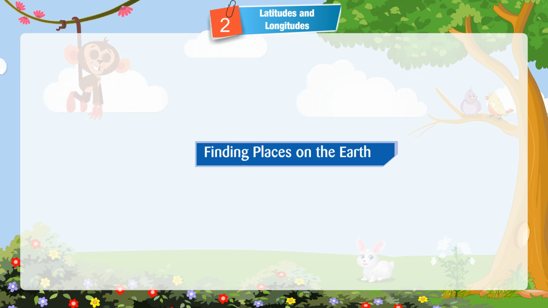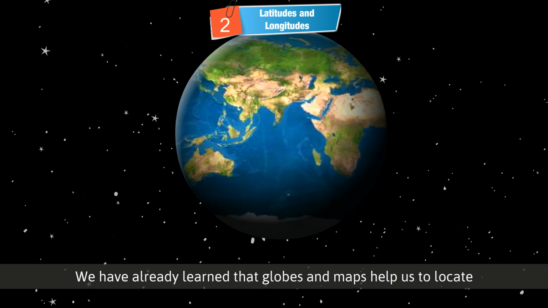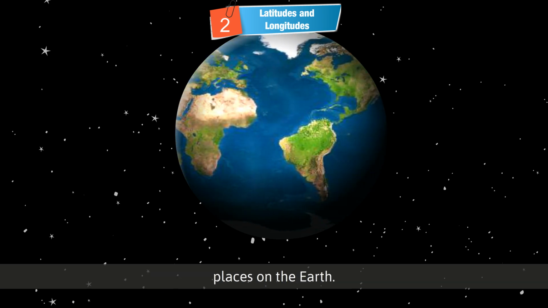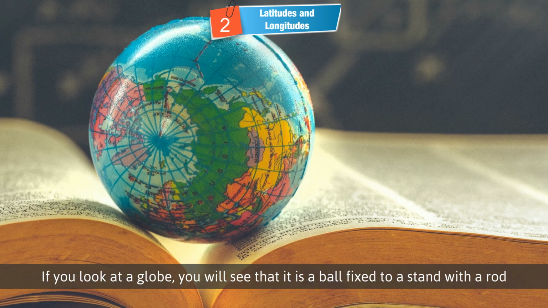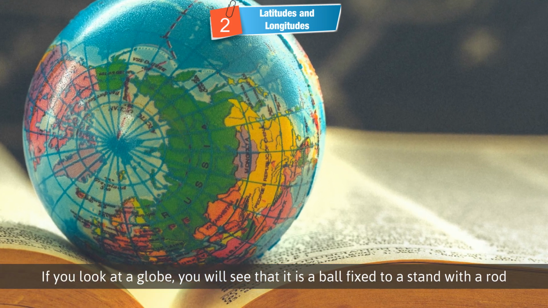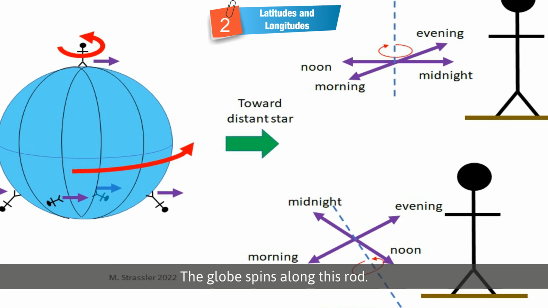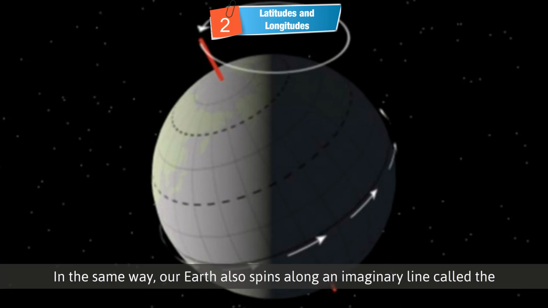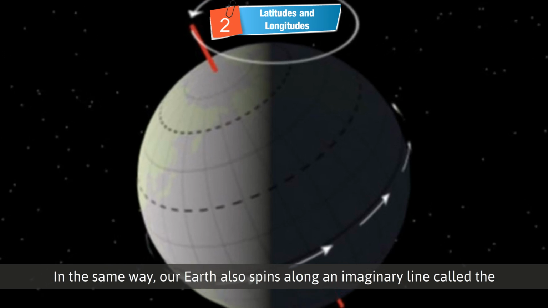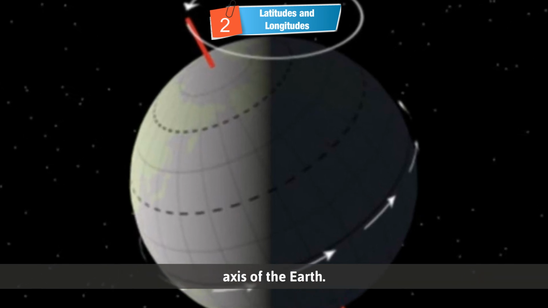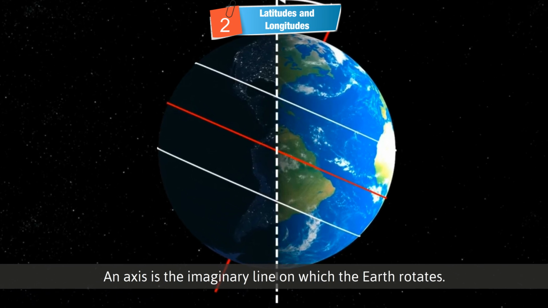Finding places on the earth. We have already learned that globes and maps help us to locate places on the earth. A globe is a miniature model of the earth. If you look at a globe, you will see that it is a ball fixed to a stand with a rod passing through it. The globe spins along this rod. In the same way, our earth also spins along an imaginary line called the axis of the earth. An axis is the imaginary line on which the earth rotates.